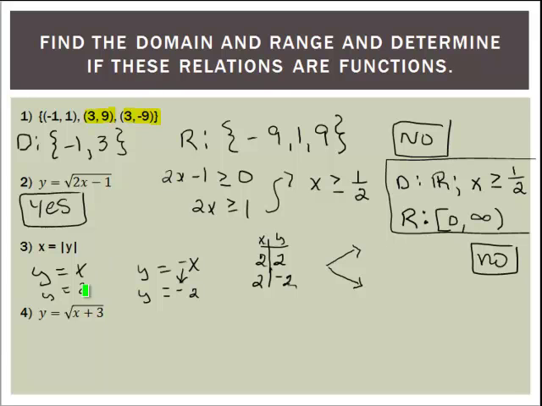Okay, so how about number 4? We have a square root again, so the radicand needs to be greater than or equal to 0. So x plus 3 must be greater than or equal to 0. Subtract 3 from both sides, so x is greater than or equal to negative 3. This is going to be your domain.